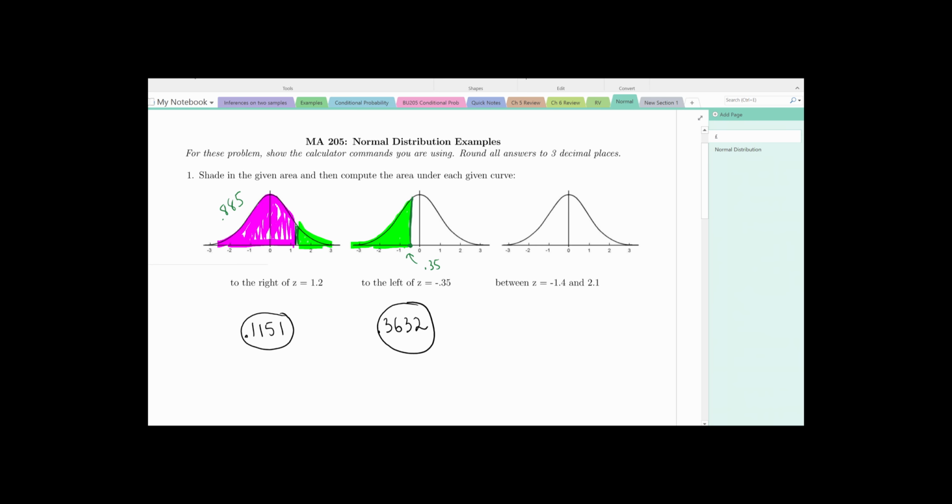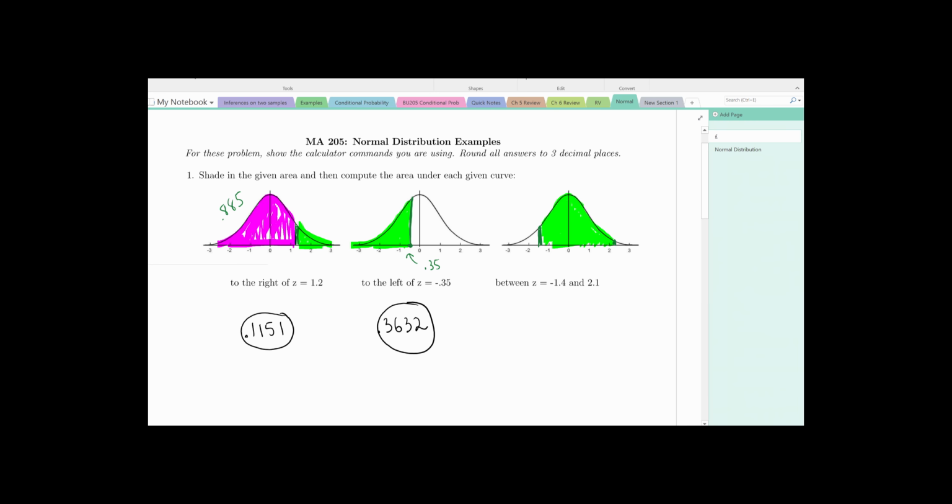Now let's take a look at the next one. This one says between negative 1.4 and 2.1. Let's go ahead and mark our values. So negative 1.4 is roughly here, and 2.1 is over here. This is the area that we would like to find. Okay, how do we do this one?